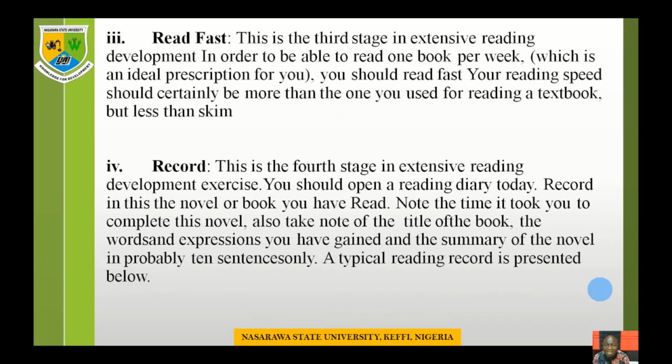The third step is read fast. Now, this is the test stage in extensive reading. In order to be able to read one book per week, which has always been our ideal prescription for you, read at least one book. Discipline yourself. When you pick a book, read very fast. Your reading speed should certainly be more than the one you used for reading a textbook.